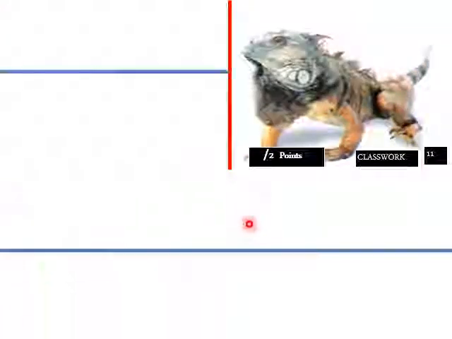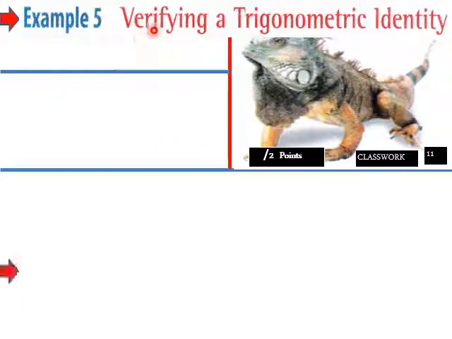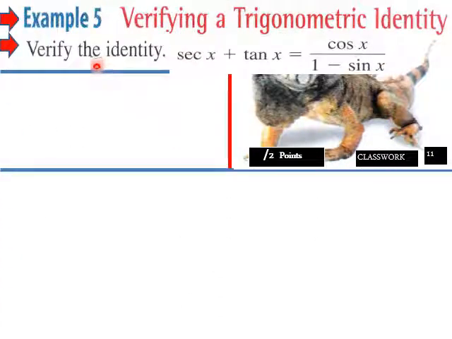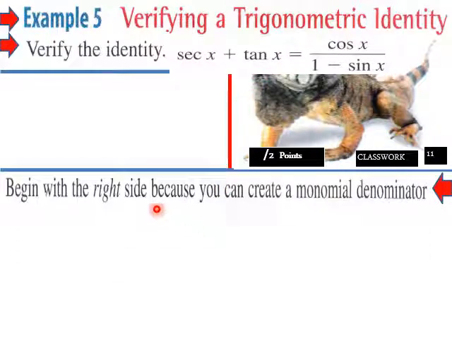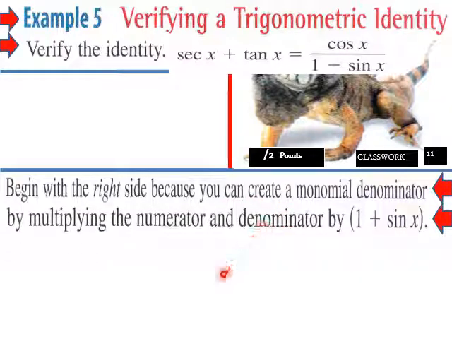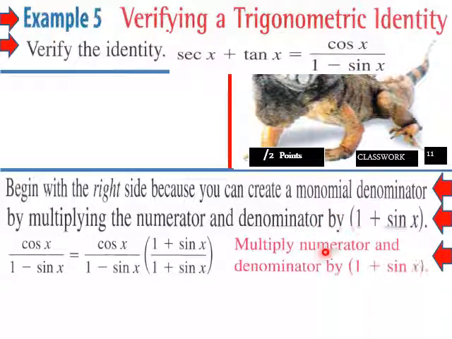Okay, moving on to our next example here. Verifying a trigonometric identity. Verify this identity here: secant x plus tan x equals cosine x over 1 minus sine x. Begin with the right side. So you're going to create a monomial denominator by multiplying the numerator and the denominator by the conjugate of 1 minus sine x, which is 1 plus sine x.